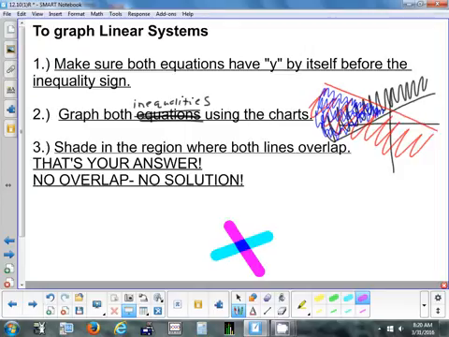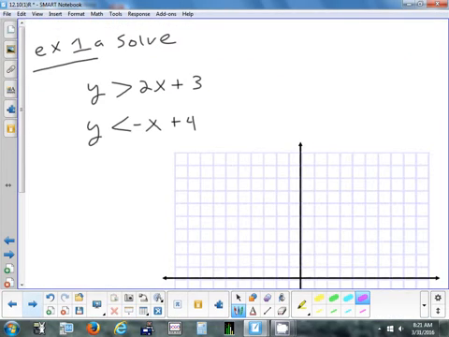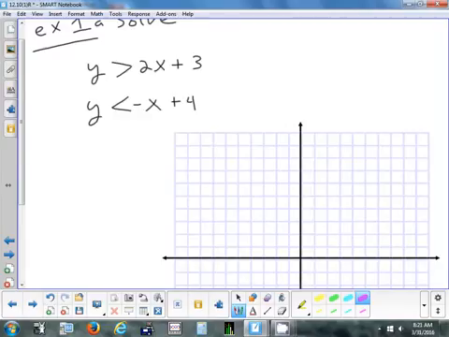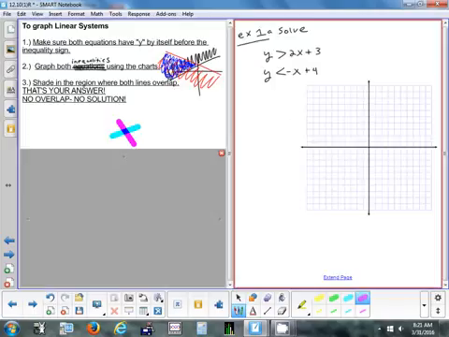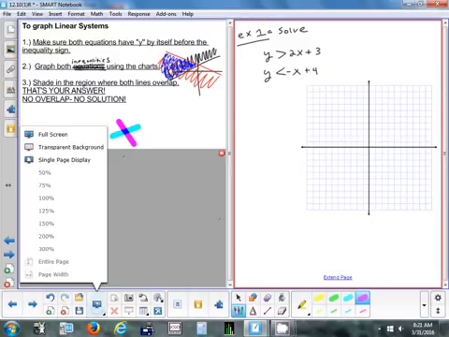All right. Does everyone have the 3 steps? Anyone else still need the steps? All right, so here's our first inequality. Let's look at the steps as we do it. Step 1, make sure they have y by themselves. Is y by itself? Yeah. So step 1 we don't even need to do. Step 2, graph both inequalities. Let me make it bigger so we can see it.